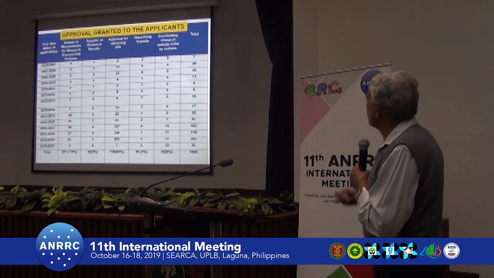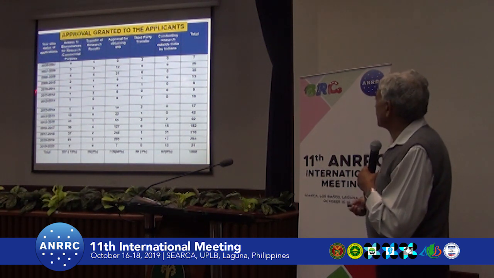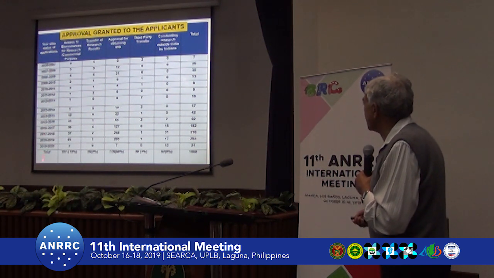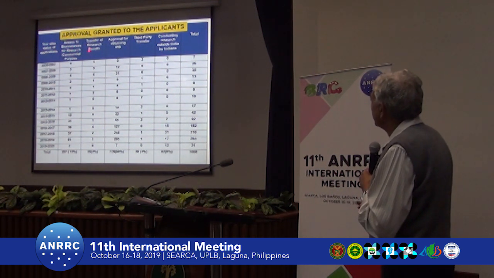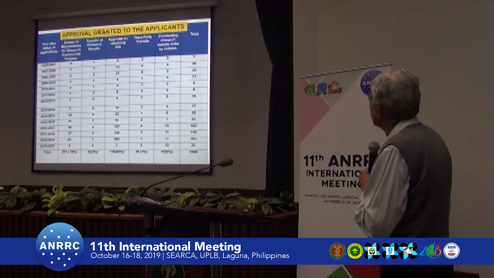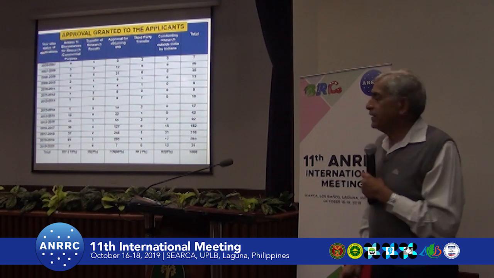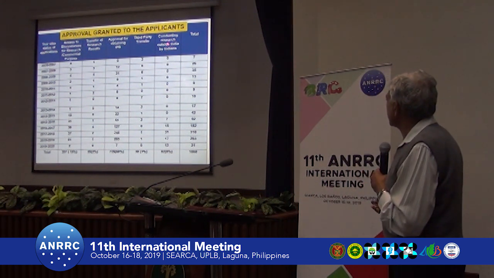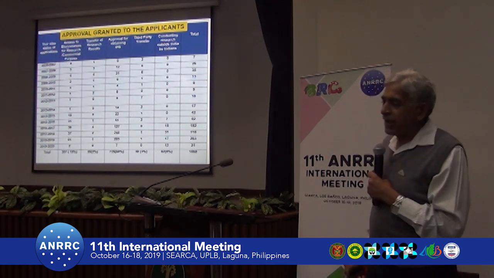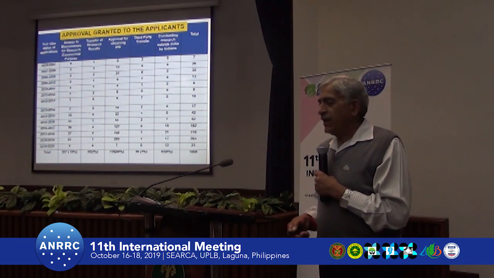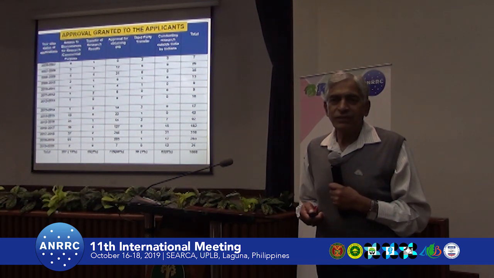And this is the approval granted to the applicants for the last maybe 13, 14 years, you can see. And these are the categories. Category number one, category number two, category number three, category number four. And this last category is conducting the research outside India by Indians. If I have to do some work in the Philippines and I have to bring a material, then I can bring the material. It is exempted.